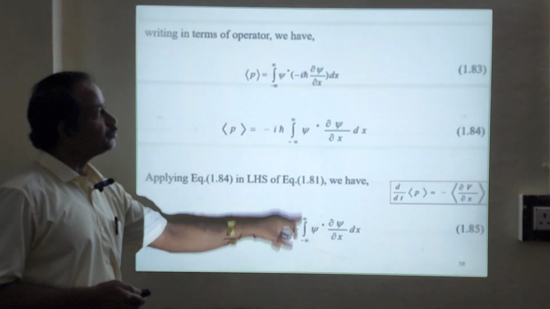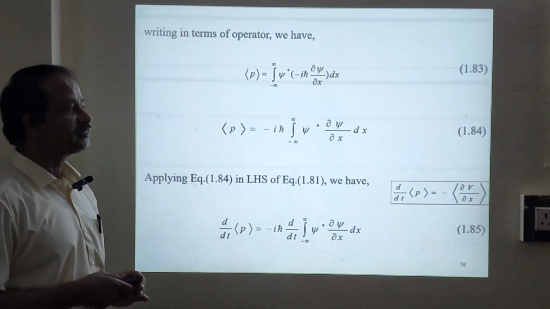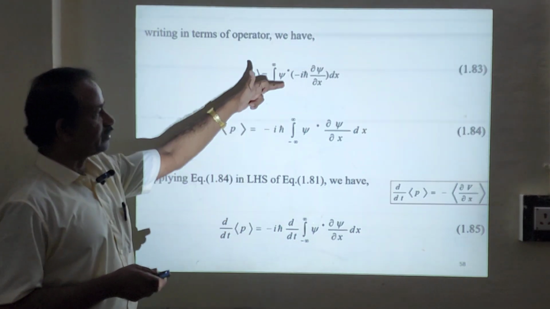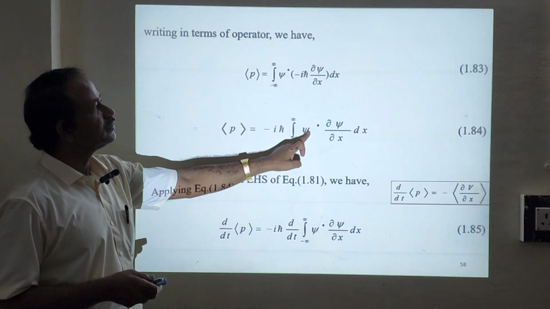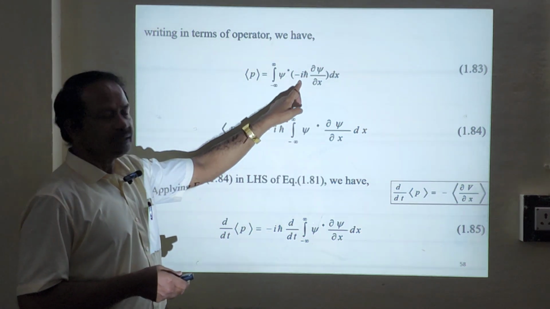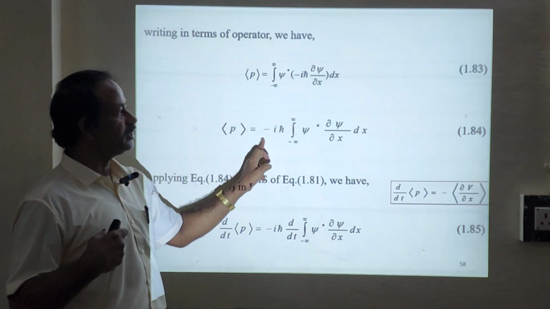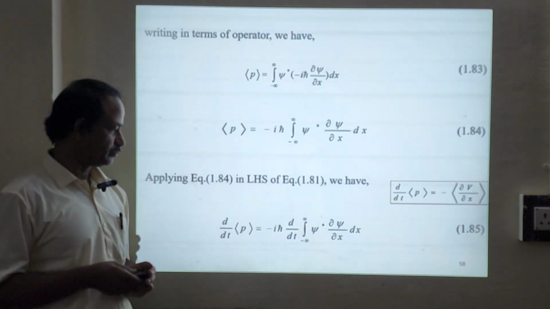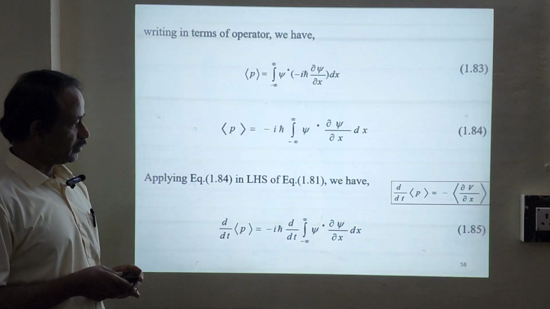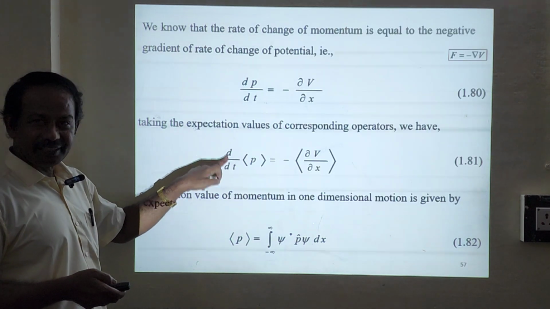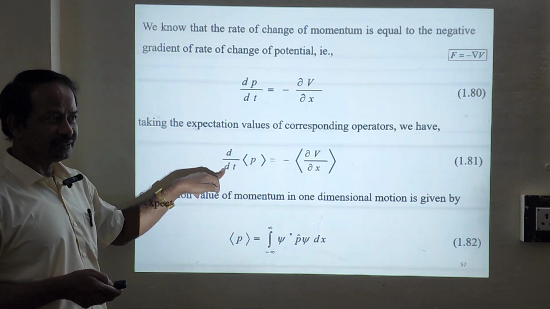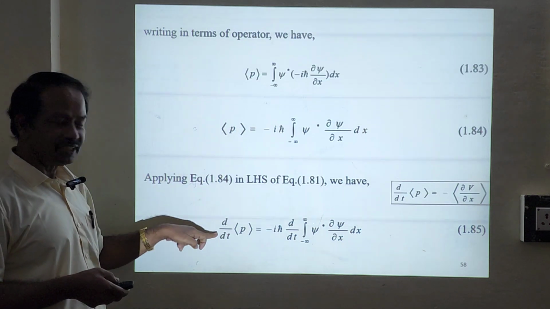So instead of P you can substitute the operator minus i h cross d by dx acting on psi. So you can write this equation as the integral of psi star d psi by dx, pulling minus i h cross out, and that will give you equation 1.84. Now this is P, but we need only dP by dt. P is given, so now we need dP by dt.